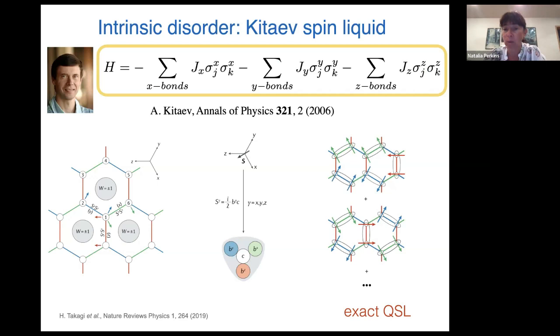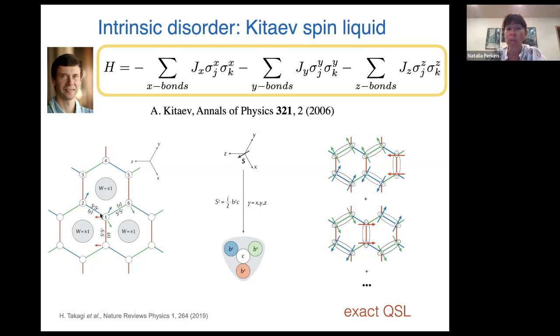I will try to avoid the introduction of this Kitaev spin liquid because I know by now many people know too many details about this seemingly simple model. But just to set the notation, the Kitaev model was proposed by Alexei Kitaev in 2006. And this is the model on the honeycomb lattice like this, where each site has three nearest neighbors and on each bond only one type of spin interacts. So it's a bond-dependent Ising type interaction.